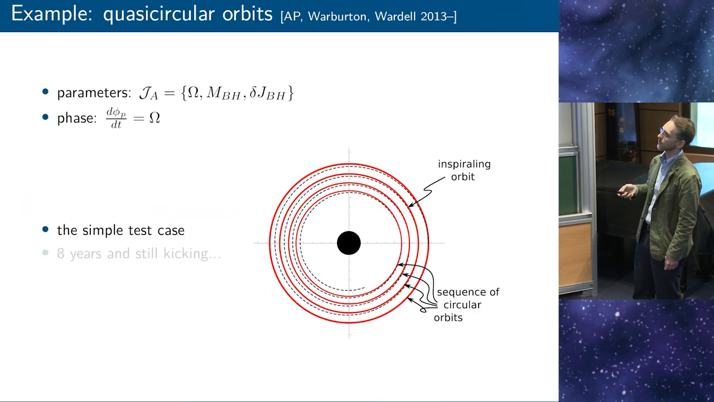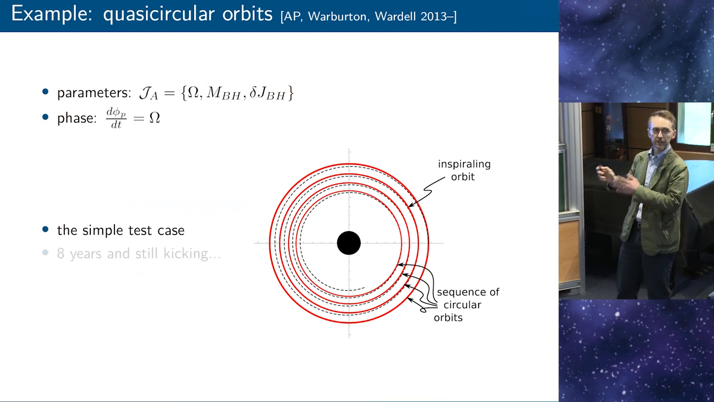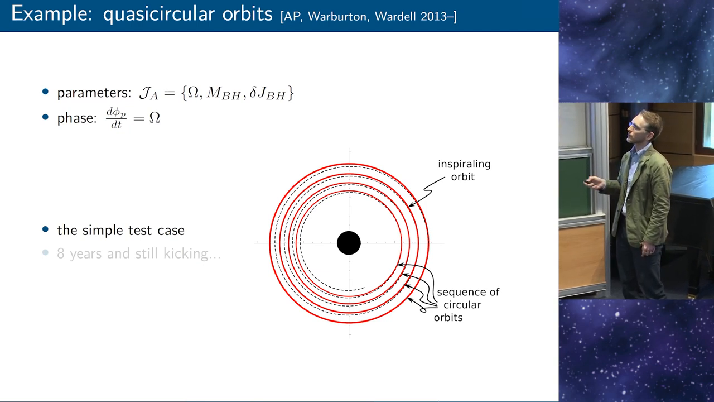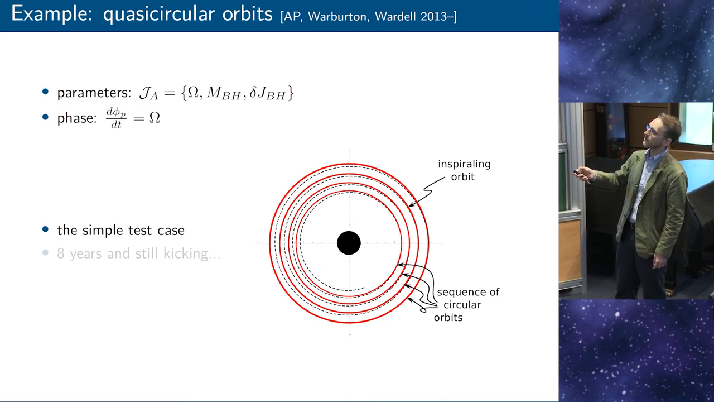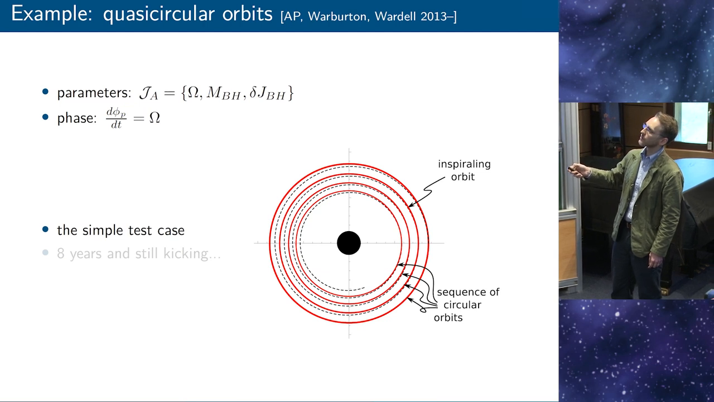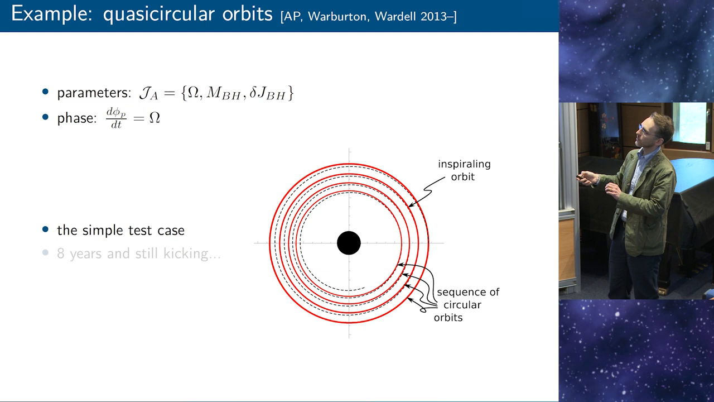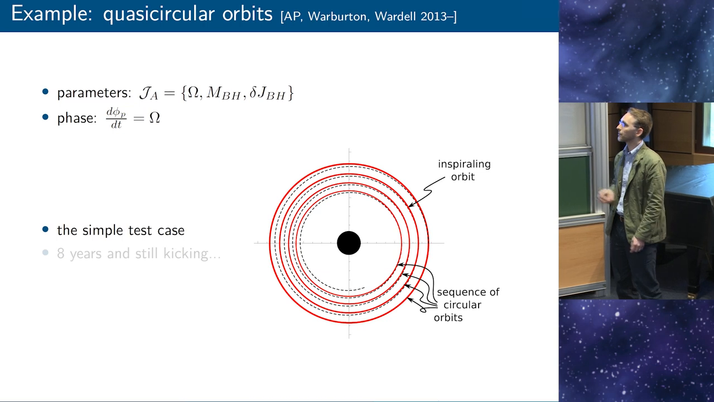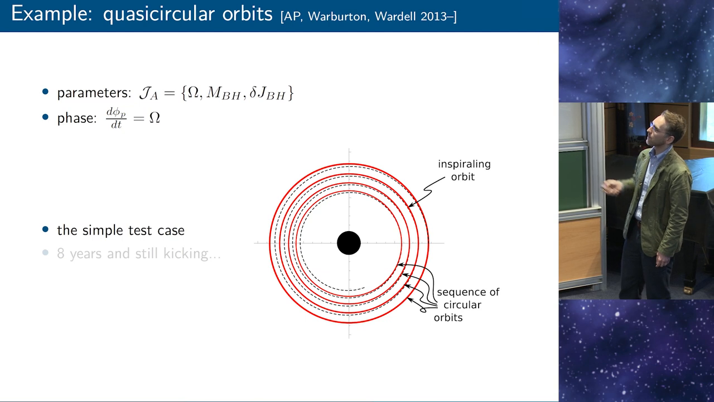Okay, so results. So far, the only case we've concretely been solving things at second order is quasi-circular orbits around a non-spinning Schwarzschild black hole. So here, our system parameters are just the orbital frequency itself, the mass of the big black hole, and a small, slowly evolving correction to the spin of the black hole. So we start off with zero spin correction, but then fluxes go into the black hole and the spin can evolve. And the only phase now is just the azimuthal phase of the orbit.